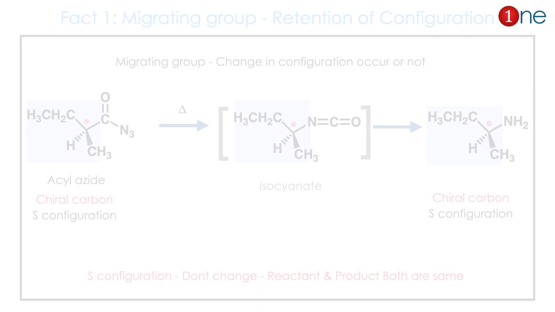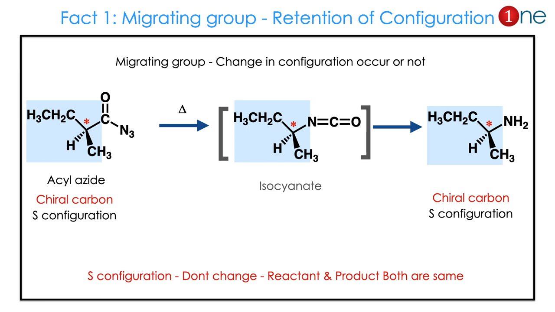We will see some facts about Curtius rearrangement. The first fact is the migrating group will possess the same configuration, that is retention of configuration. Here the migrating group is the chiral carbon. After the migration you will have the same configuration. The S configuration doesn't change, the product also has S configuration. So reactant and product are both in the same configuration, that is retention of configuration.